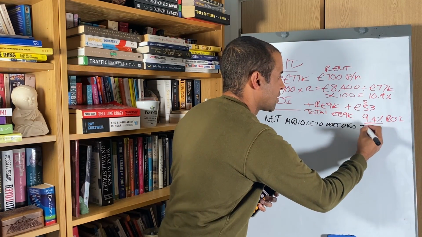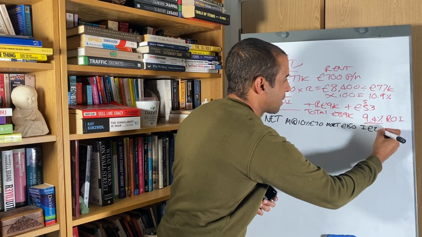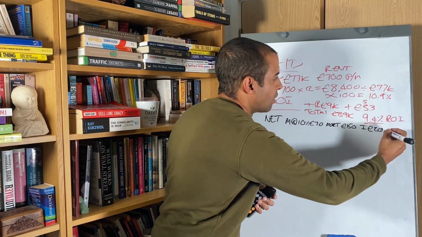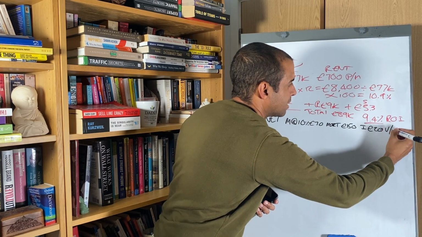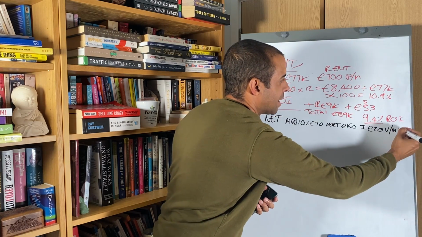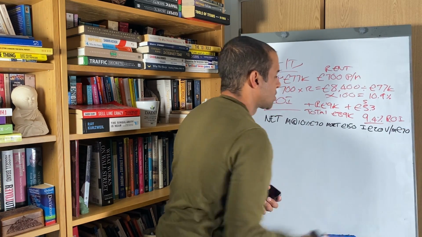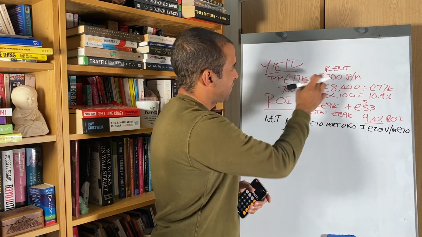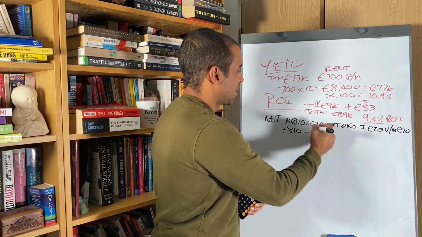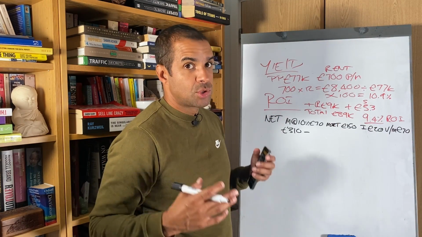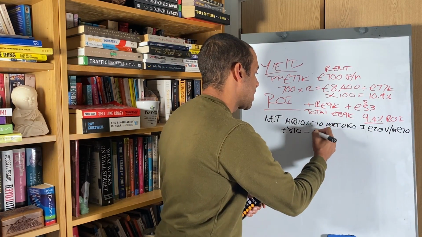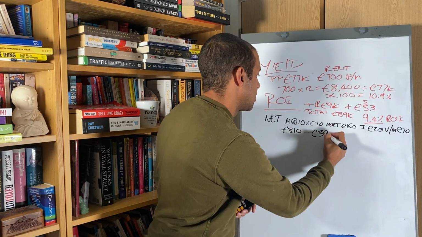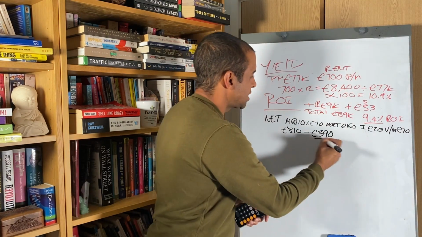Then let's account for your insurance. Let's say that's around £20 a month. And then let's account for voids and maintenance at 5% each per month. That's another £70. So this is going to total £310, which you have to minus from this £700 figure. That gives you a net monthly income of £390. So this is your net figure.